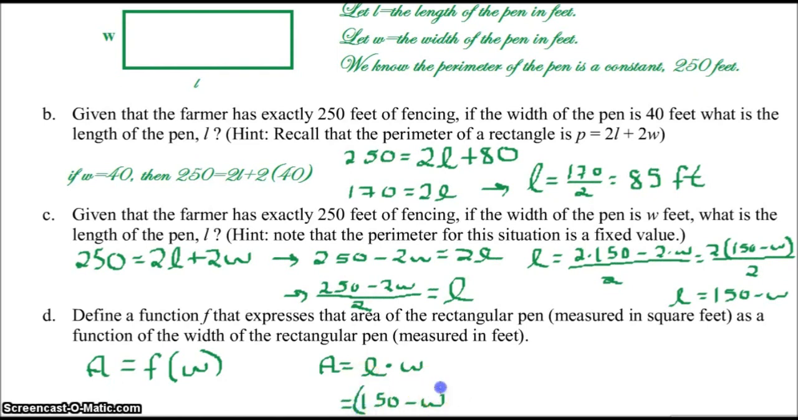So the length times the width is equal to our area. And we want our area to be given by the function f. So f of w tells you the area when you have a width of w. Almost, except I made a small mistake with my division up here. 250 divided by 2 is 125. And so this is 125.